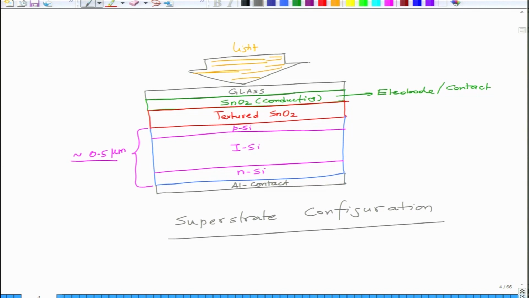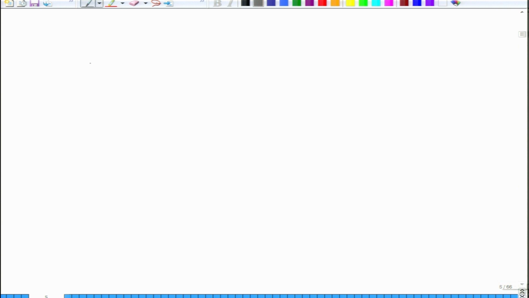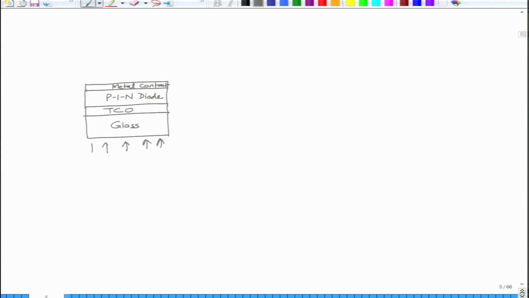So you can have two configurations. The first configuration is the substrate, followed by a transparent conducting oxide, followed by the photodiode, which is the pin diode, followed by a metal. So this is glass, this is TCO, transparent conducting oxide, this is the pin diode, and then you have a metal contact which also acts as a reflector. So light comes from this side, this is light.